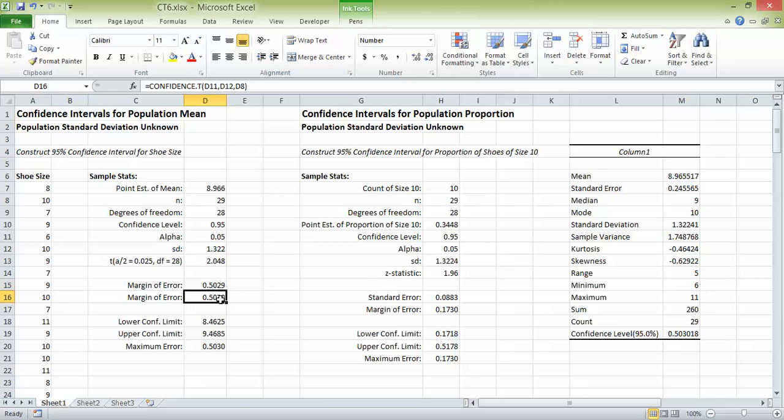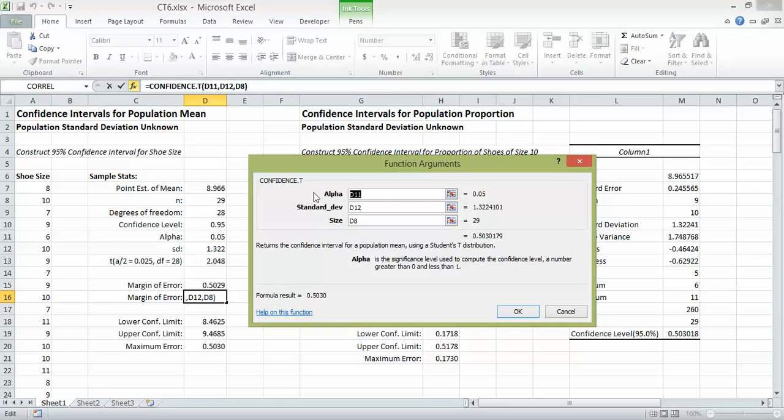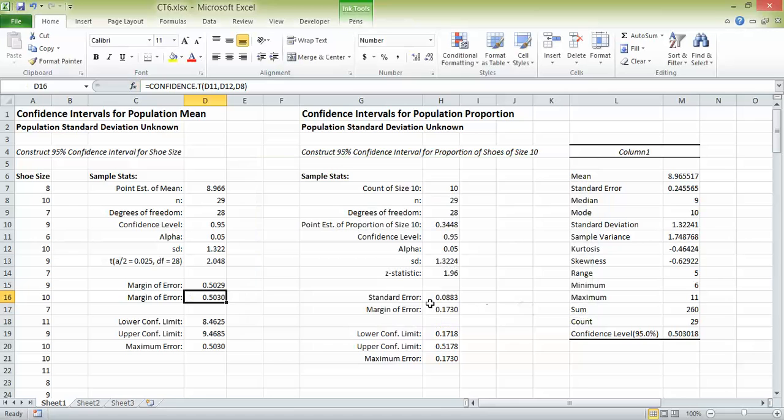Now there's also a fancy function in Excel. It's the CONFIDENCE.T function. If we look at that, we simply need our alpha level, not the alpha over 2. I put in D11, 0.05. Standard deviation, I had to point to that, my 1.32. And sample size, not degrees of freedom, which is sample size minus 1, but the actual sample size, 29. And the formula gives me the same result, 0.503. Those are real close.